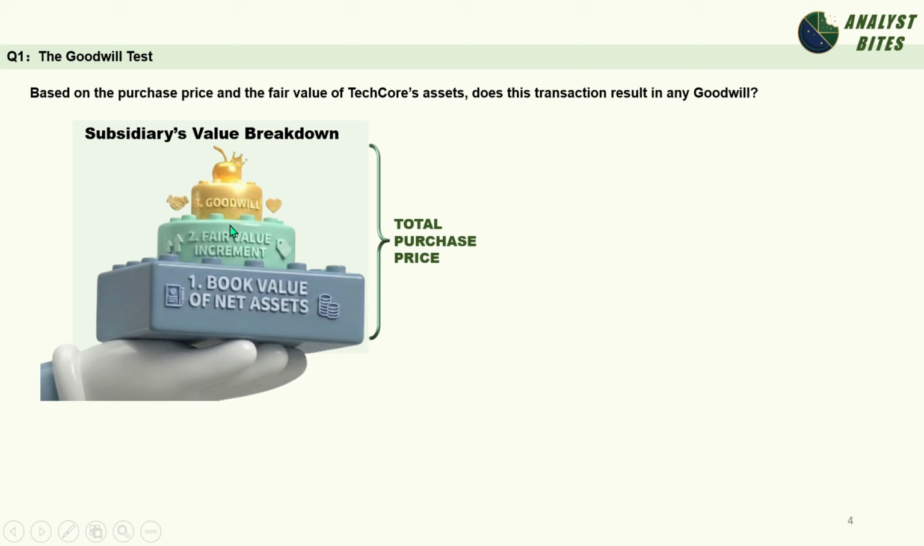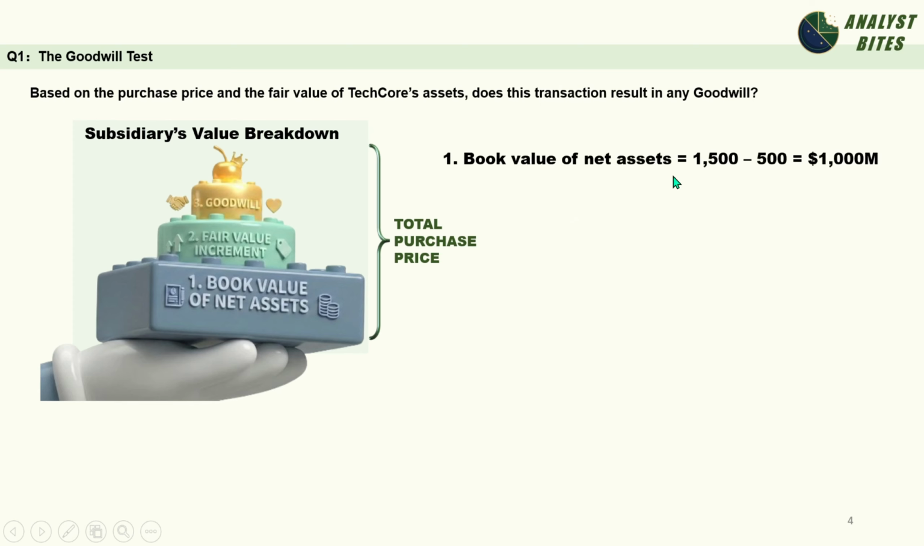Third, goodwill. This is the premium at the very top. It is the excess price the parent pays over its share of the first 2 layers. Conceptually, goodwill represents the parent's vision or expectations for the subsidiary's future success, such as brand power, management expertise, or expected synergies. Now let's do the math.